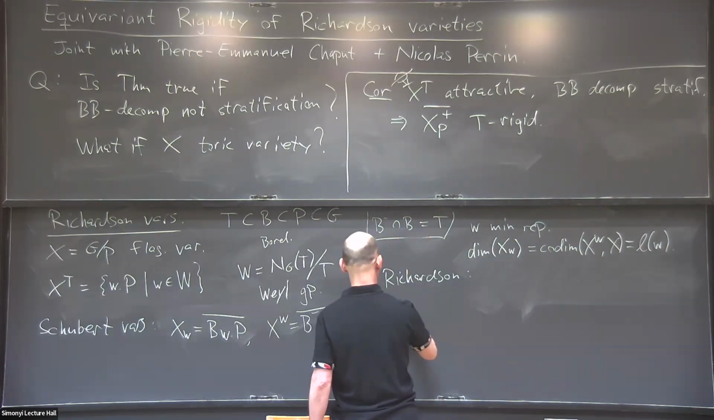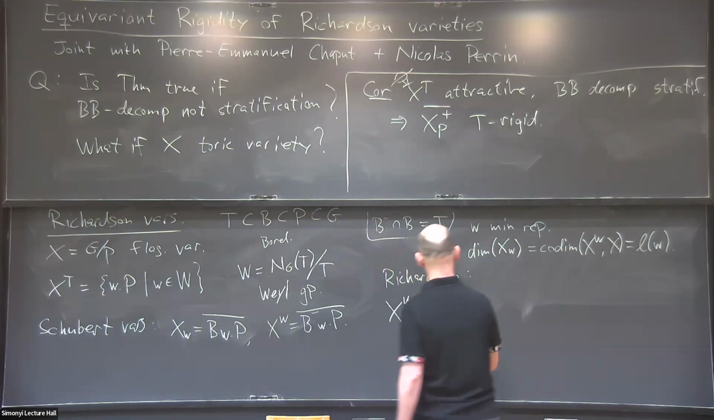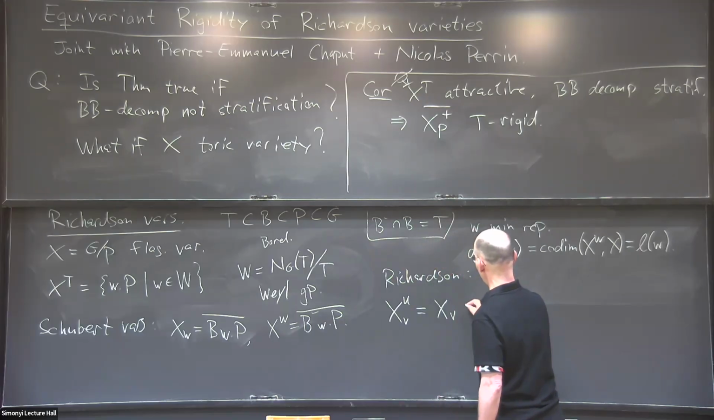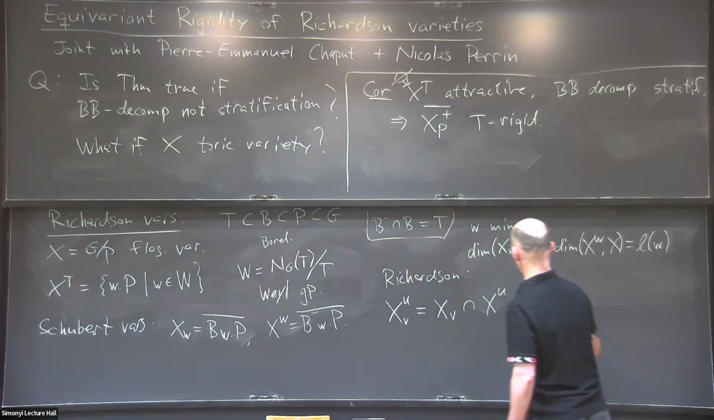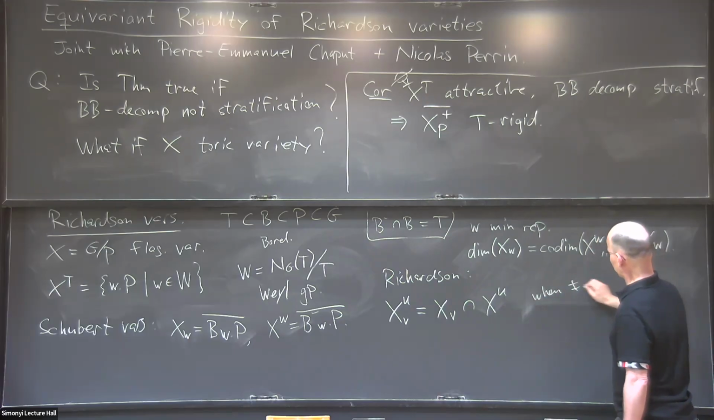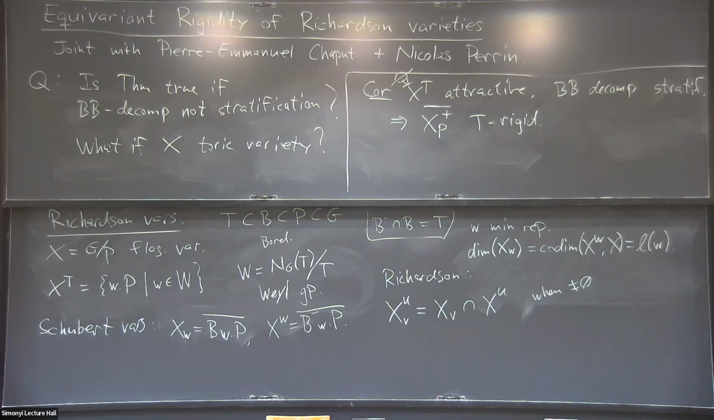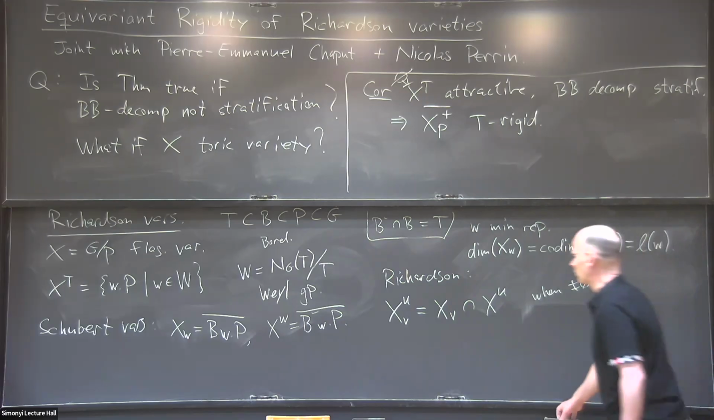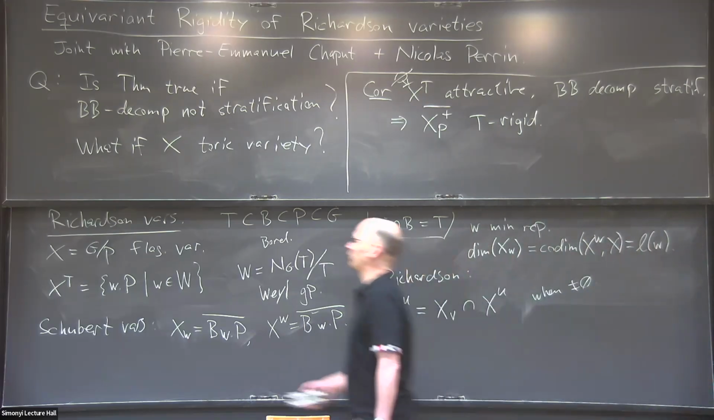That is X_v^u, the intersection of X_v with X^u. It's called a Richardson variety when it's not empty. And yeah, so what can we say?